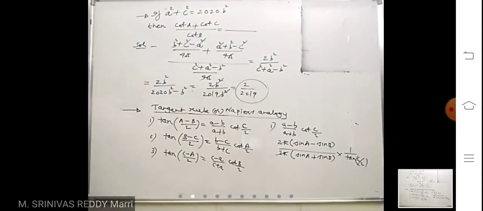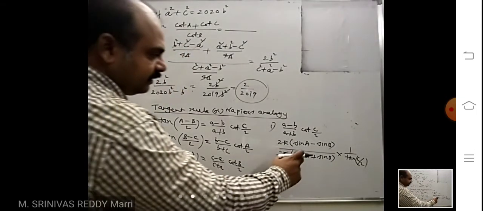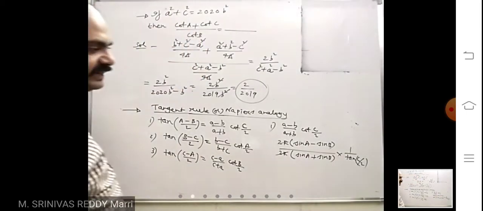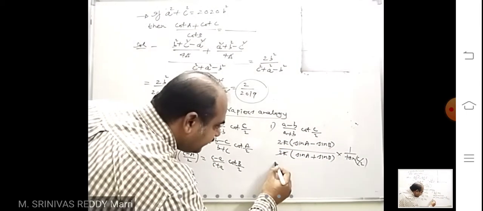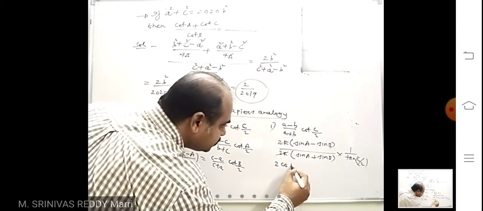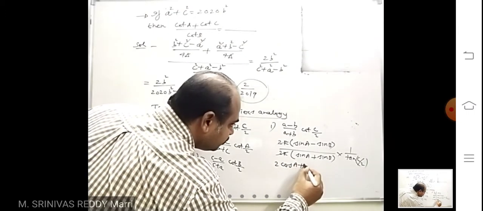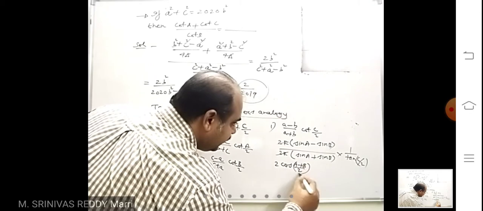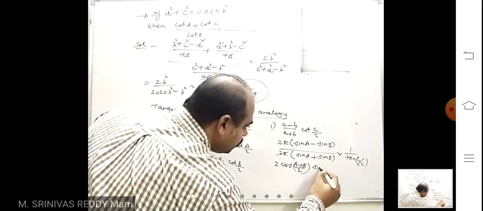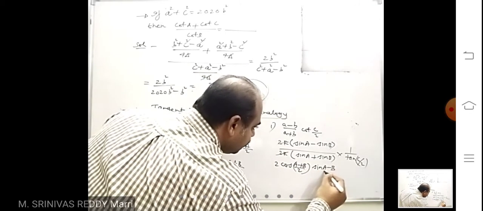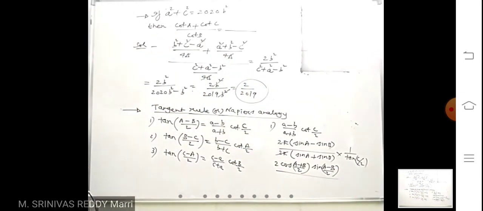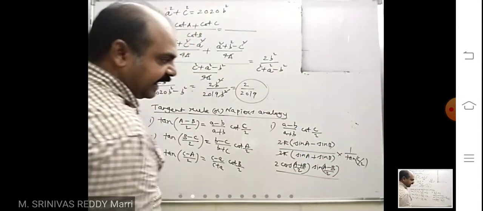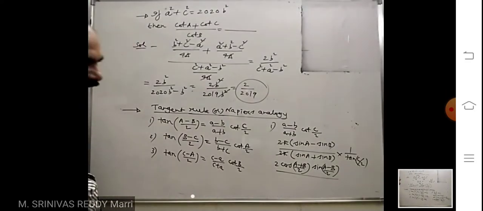This 2r will get cancelled. Now look here in the numerator, sin C minus sin D. Sin C minus sin D is nothing but, by the transformation rule, 2 cos (C plus D) by 2 sin (C minus D) by 2, divided by, right? So this is the transformation formula for sin C minus sin D.